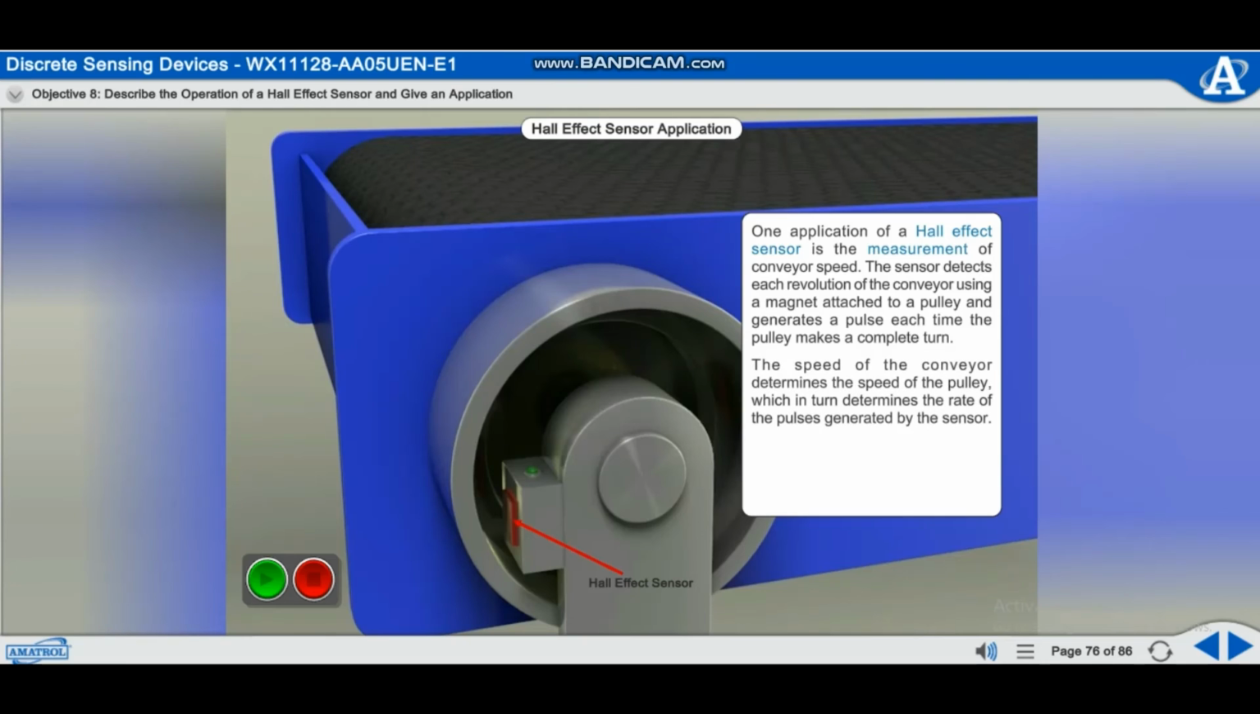The speed of the conveyor determines the speed of the pulley, which in turn determines the rate of the pulses generated by the sensor. A separate instrument, usually a frequency counter, converts the pulses into usable units such as meters per second.